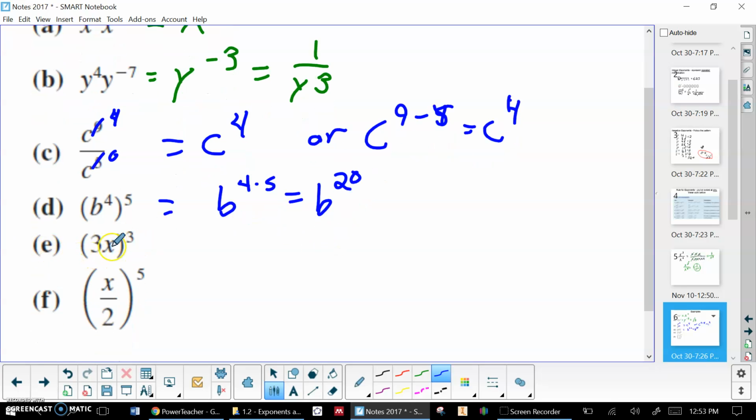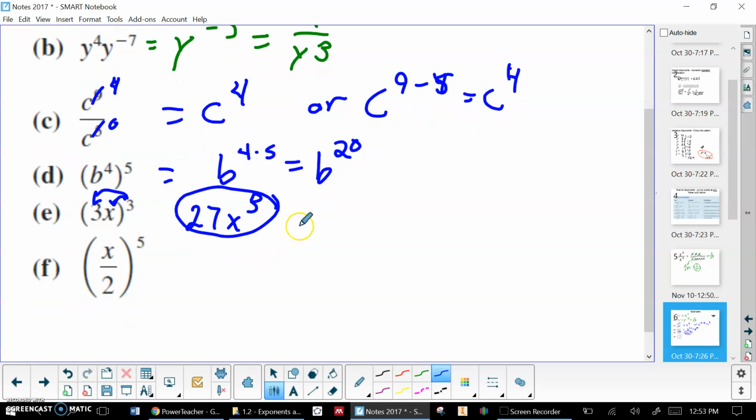Next one down, we've got 3x raised to the 3rd power. So that just means it's almost like the distributive property, but it's not quite. We're going to raise 3 to the 3rd power, which is 27. And we're going to raise x to the 3rd power, which is x to the 3rd. Everything in those parentheses gets raised to the 3rd power.